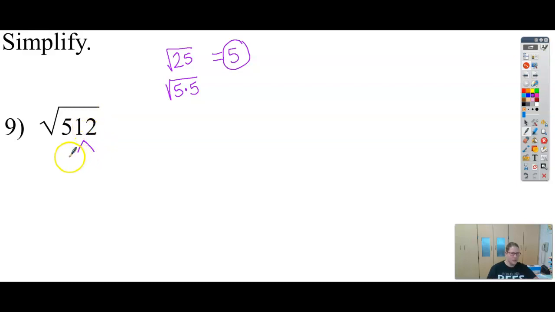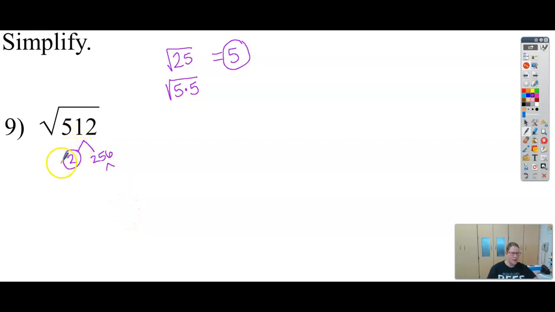So since this is an even number, I'm just going to go ahead and divide it by 2. So 256, I believe, would be half of 512. So I'm going to circle the 2 because 2 is a prime number, but I'm not going to circle 256 because I know I can break that down a lot more.